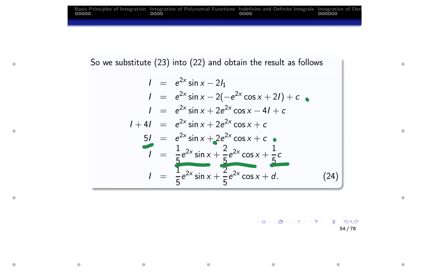So what is your I now? 1 over 5 e raised to power 2x sin x plus 2 over 5 e raised to power 2x cos x. So though it looks like the thing could have continued forever, once you end up getting the question you started with, just call it the original name I and then put that together, and then you get this your nice expression, and with that you get out of the maze.